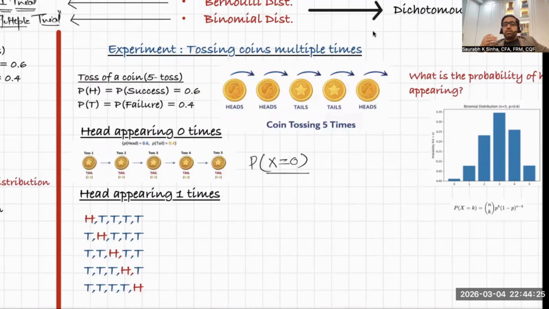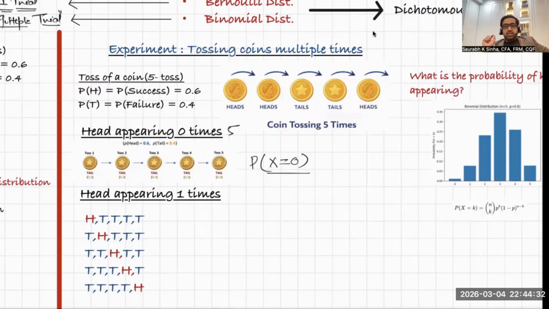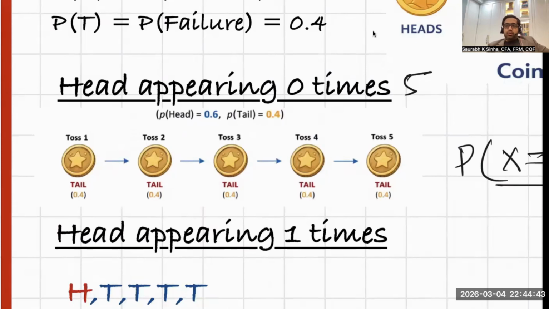As in, what is the probability that head appears zero times in five tosses? Zero times in five tosses. So you toss the coin and you will get tail, tail, tail, tail, and tail. No head. So you are interested in finding the probability of tail in the first, and tail in the second, and tail in the third, and tail in the fourth, and tail in the fifth.